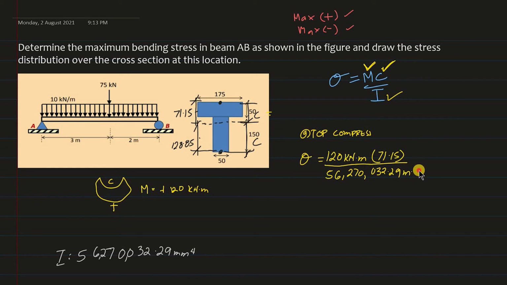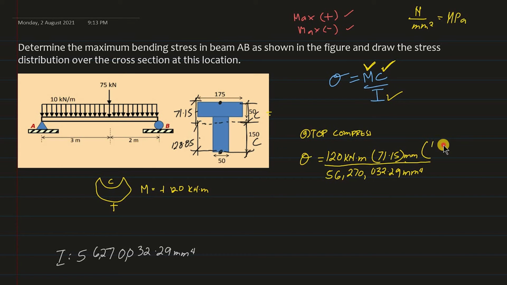556,270,032.29, so this has a unit of millimeter raised to 4. Ito rin, millimeter din yan. So mga bis, we need to have unity of units, and I want that my final answer will be Newton per millimeter squared, kasi this is also equal to MPa or megapascal. I-convert natin itong kilonewton meter.